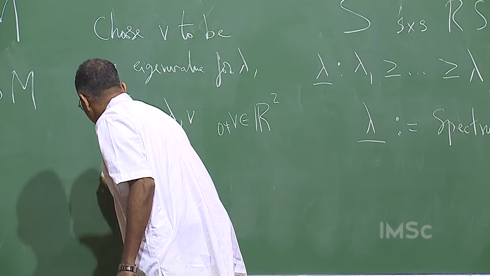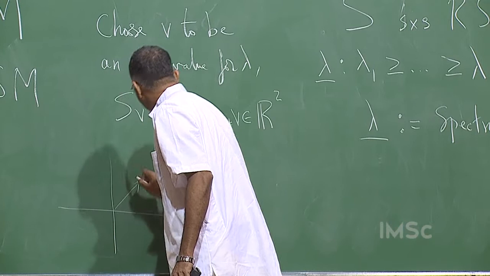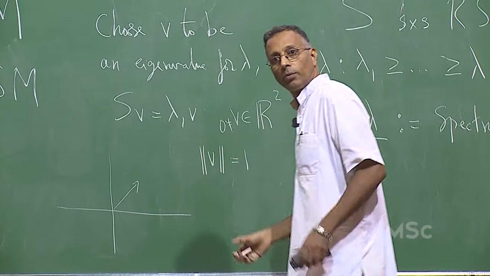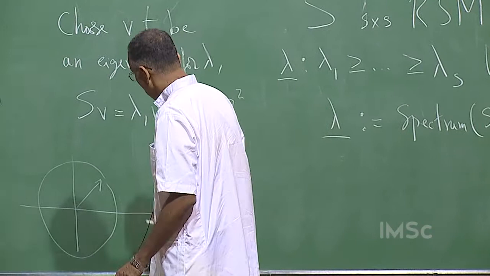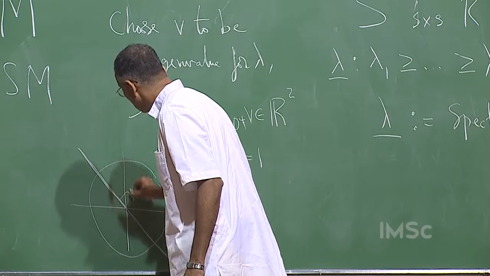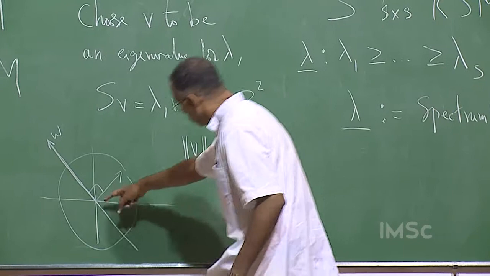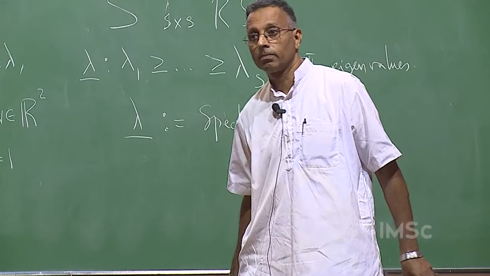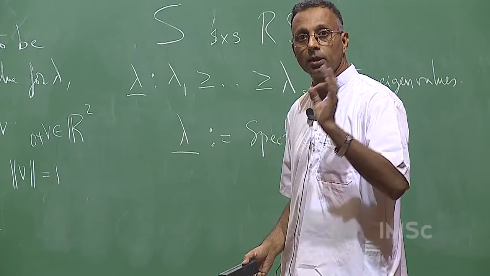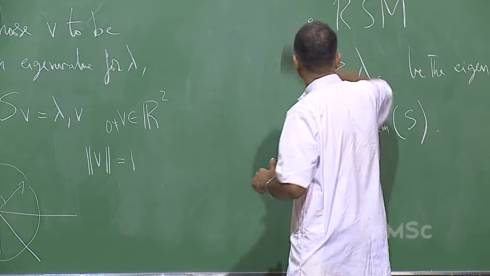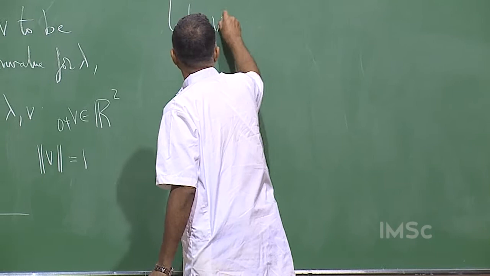Let's draw a picture. This is R2 and this is V. I can even assume V to be a unit vector. I can scale an eigenvector to make it unit, which doesn't affect the fact that it is an eigenvector for lambda 1. Now, here is what I want to do. I want to take a vector perpendicular to V, call it W. W could also be on this side. I claim W is an eigenvector for S. Rather nice, isn't it? I've chosen one eigenvector, and then I look at any vector perpendicular to it. So here is the claim: let W be perpendicular to V.